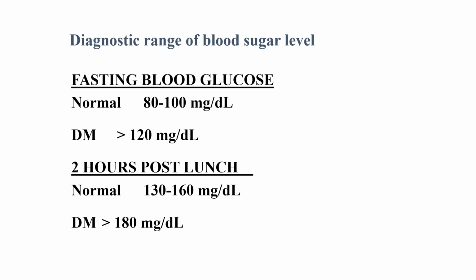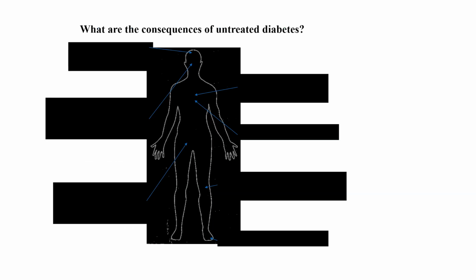Normal is 80 to 100, and post lunch it's 130 to 160. If it is more than 120 in the fasting state, it indicates diabetes mellitus. And 2 hours post lunch, if it is more than 180 mg per dl, then it indicates diabetes mellitus.